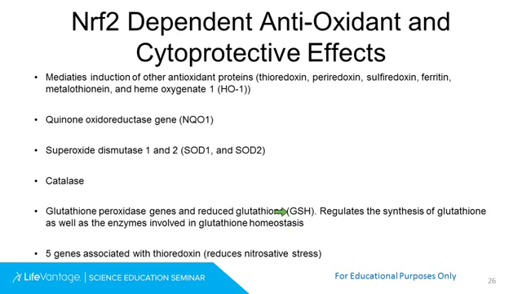NRF2 has been studied with regard to the antioxidant effects and the protective effects on the cell. Cytoprotective means cell protection. And there's a lot of different agents that NRF2 activates or increases the production of that help with this cell protection. We've talked about some of them, glutathione, superoxide dismutase, and catalase. But there are a number of others that we rarely ever touch on, but these are very important compounds to help get rid of toxic molecules in our bodies.